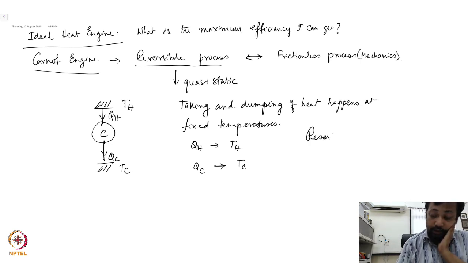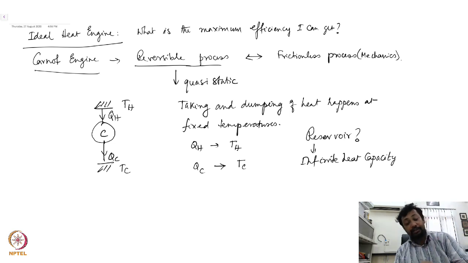So here, a very short note. What is a reservoir? A reservoir is the one which has an infinite heat capacity. And that essentially means even if you take away a certain amount of heat or you dump a certain amount of heat to the reservoir, its temperature remains fixed. So let's go ahead with this.